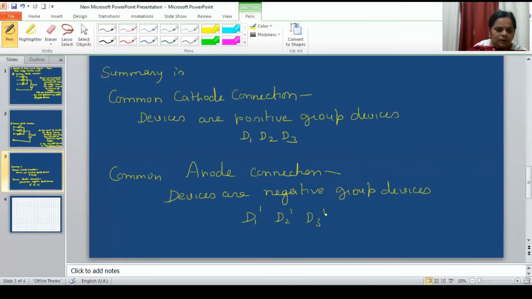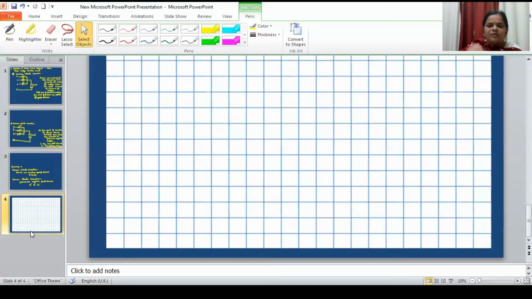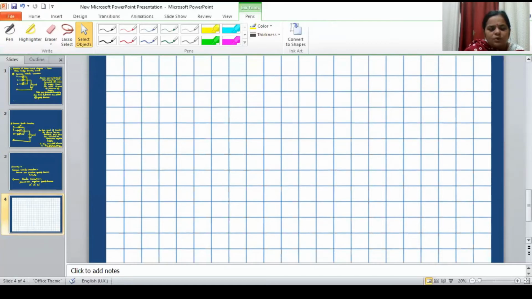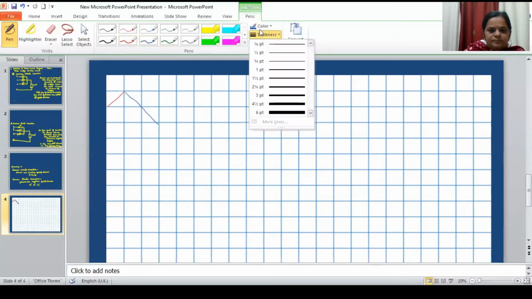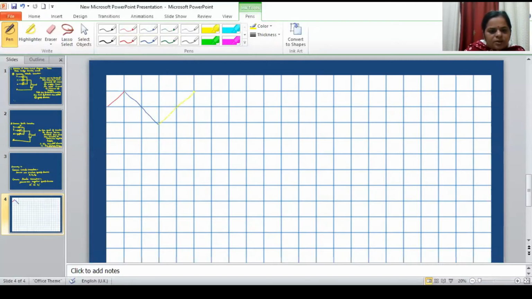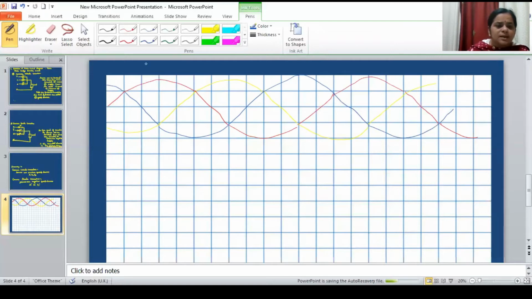Now let me draw the three phase voltage waveforms, and with the help of those waveforms I will tell you how these devices are going to be forward biased. So I am plotting the three phase supply. This is the trick to plot the three phase supply. Now we are supposed to connect like this. So this is how you can plot the three phase AC supply.